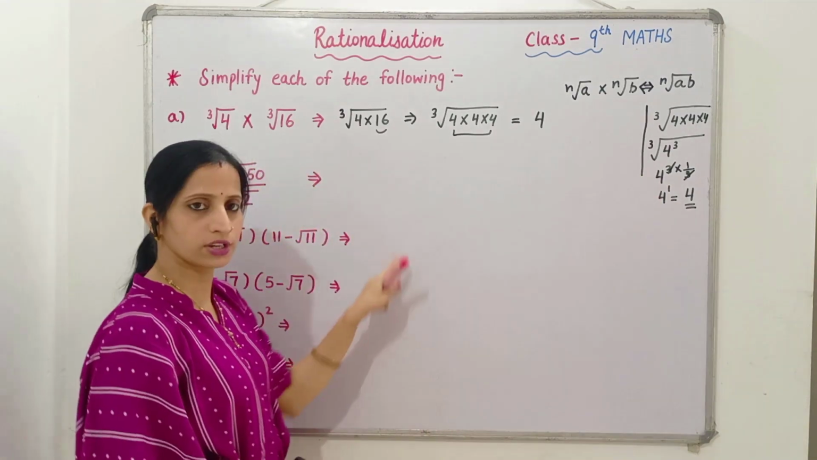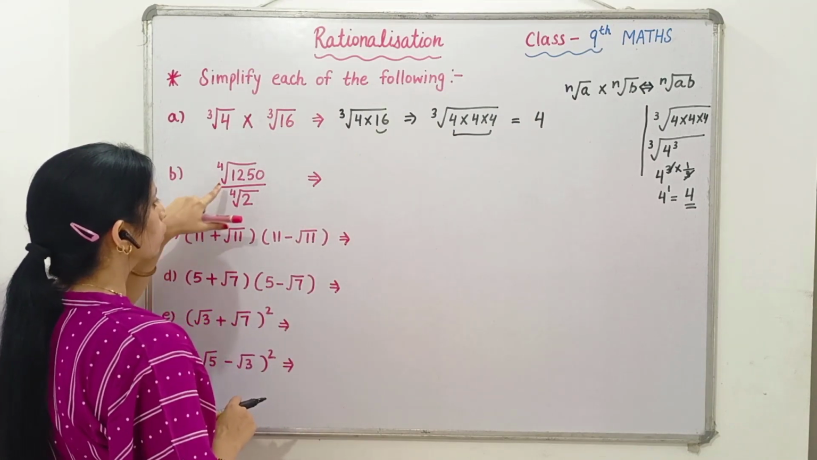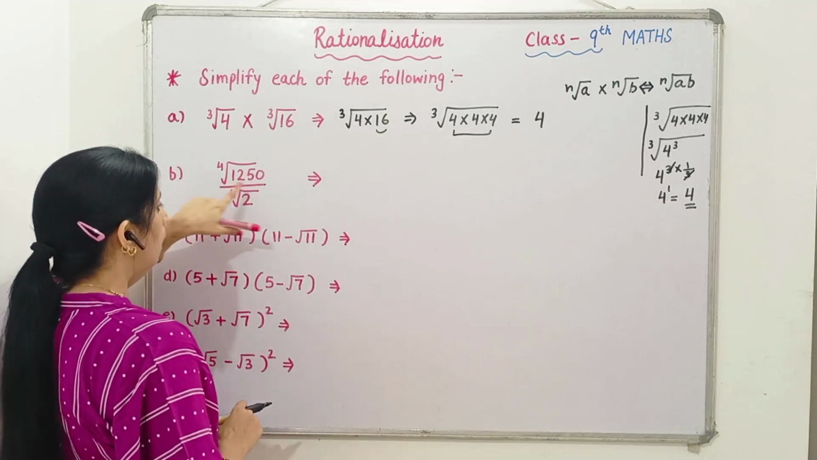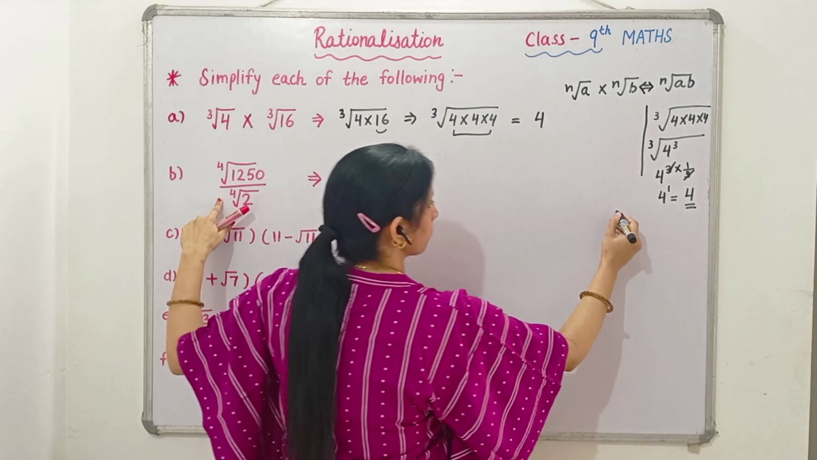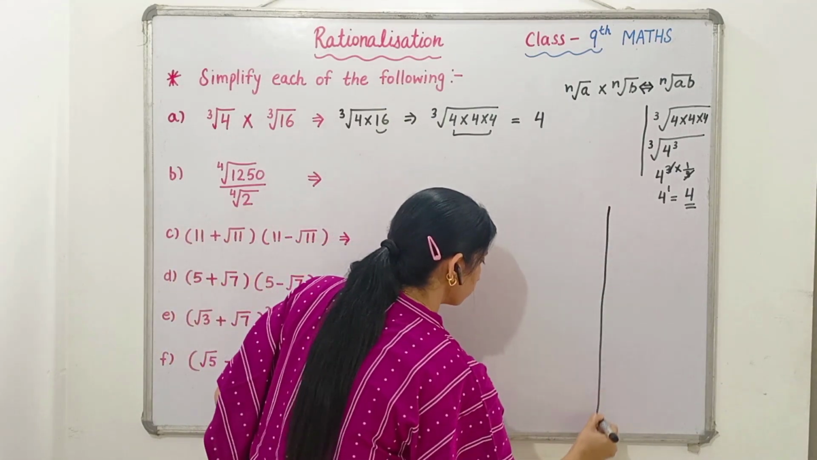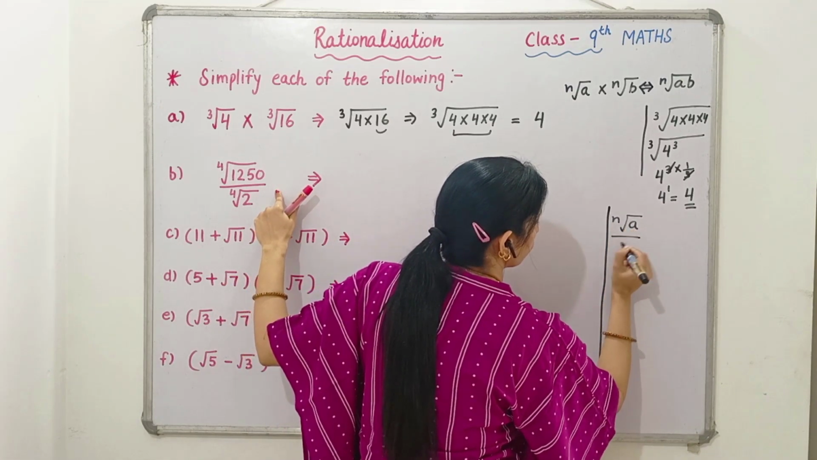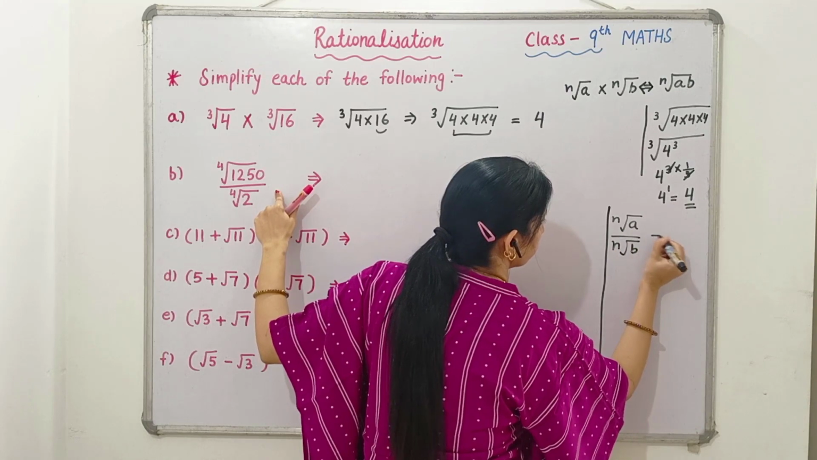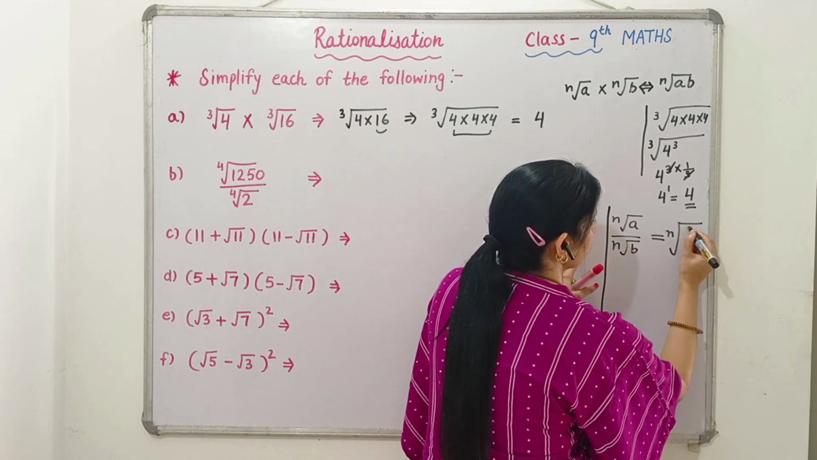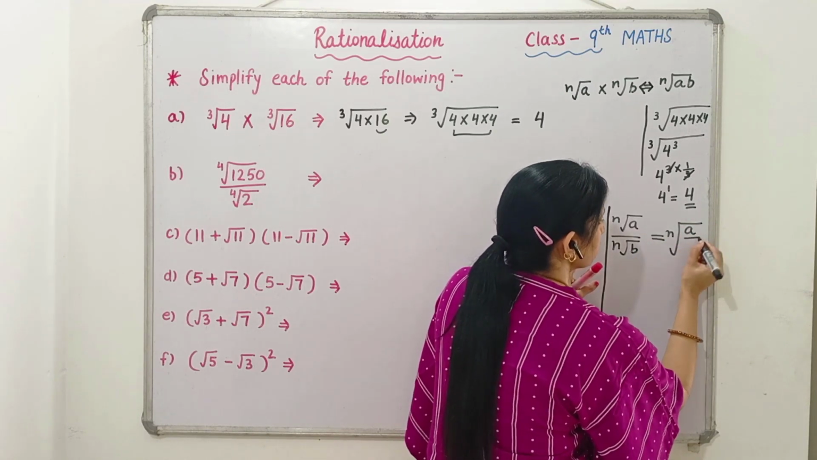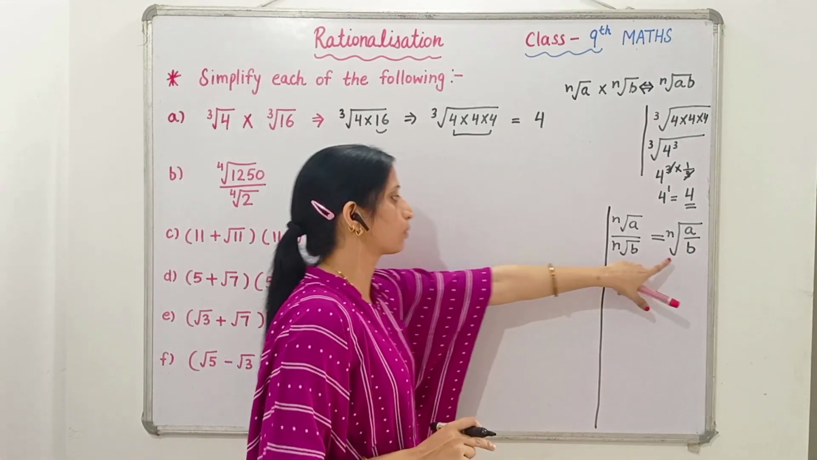We will do some more questions, then you will understand. Now, come to the next question. It is 4th root of 1250 upon 4th root of 2. So, which property will we use here? We will use the property, I am writing here, see, n root a upon n root b, we can write it as n will be as it is, put the root, and now we will put both the numbers inside this root. So n root a upon b. We will use this property.